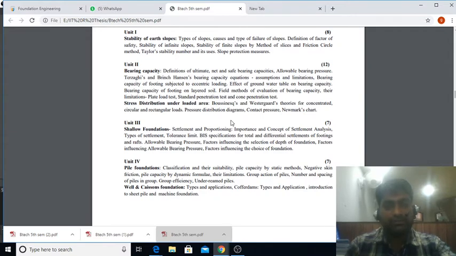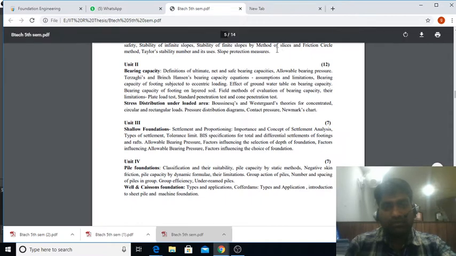First unit which we have to cover is stability of the earth slope, in which we will study about the types of slopes, causes and types of failure of slopes, definition of factor of safety, stability for infinite slopes and stability for finite slopes by the method of slices, friction circle method, Taylor stability number and its uses, and certain slope protection measures which are applied in fields.